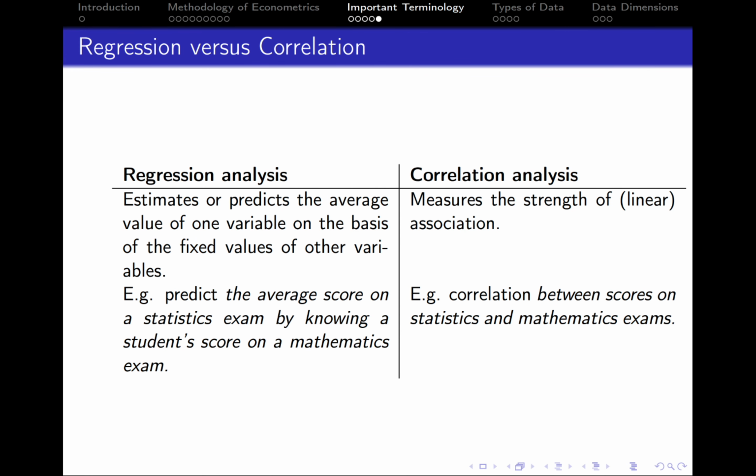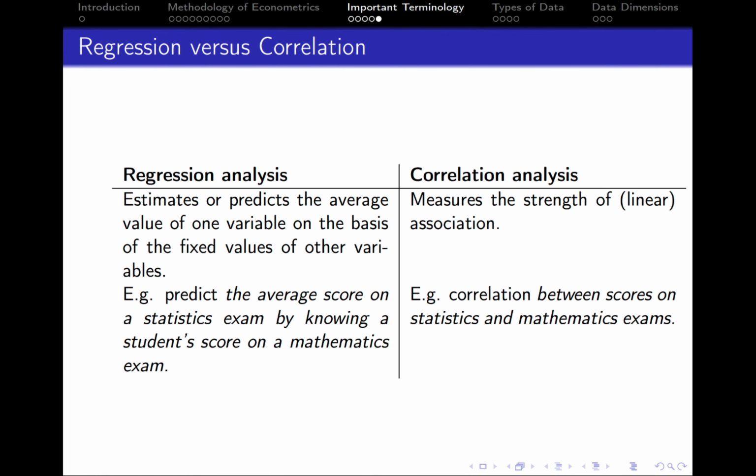An example could be the correlation between scores on statistics and mathematics exams. Usually, logically, we would expect a positive relationship, and quite a strong one, because if a person is good at mathematics, he or she should be good at statistics, and vice versa. If a person is good at statistics, we would expect this person to be good at mathematics as well.